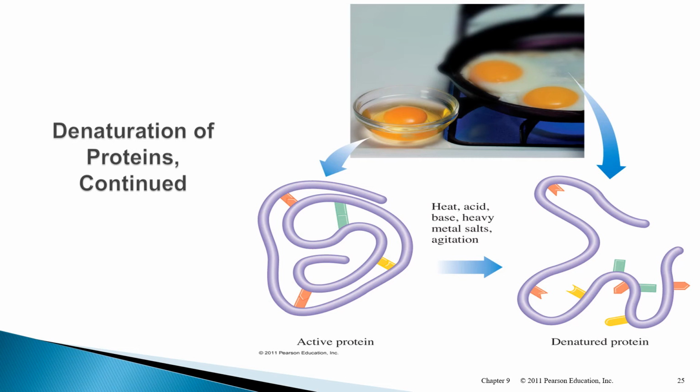You can see an example of denaturation of protein using egg. Here you can see the active protein in the egg. When it is heated or in contact with acid, base, heavy metal salt, or agitation, it will denature and the protein will change its shape.